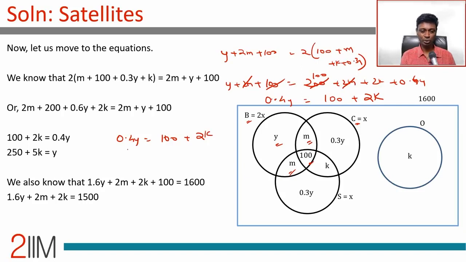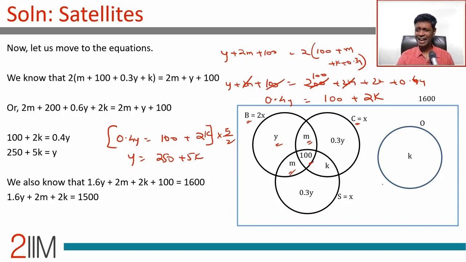Multiplying by 5 by 2 to get Y, Y equals 250 plus 5K. I'm taking this equation and multiplying by 5 by 2. I don't like the decimal 0.5. I don't want to deal with the decimal or a fraction when I'm writing an equation. So Y equals 250 plus 5K. Brilliant. This is one equation we've got.